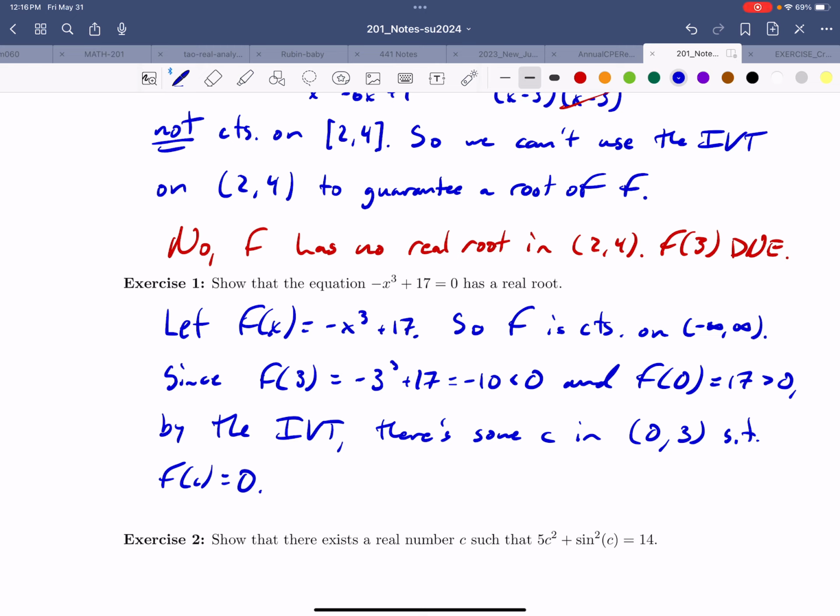So this equation does have a real, again, I should be saying solution. Okay? So this guy has a real solution.